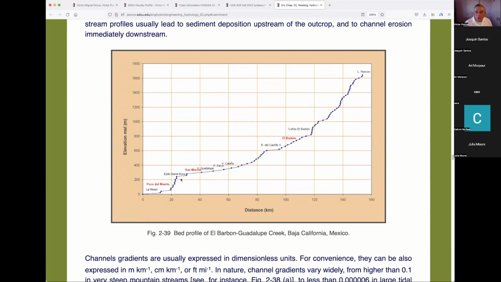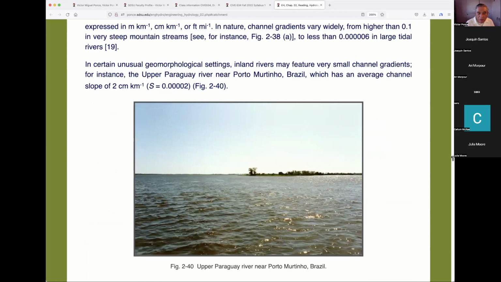I'm not sure I showed this graph to you guys. I think I've shown it to the other class. This is a typical graph that I always use to show uplift and tectonism. But as you can see, that's not typical, and so we need to keep in mind that that may be the case.